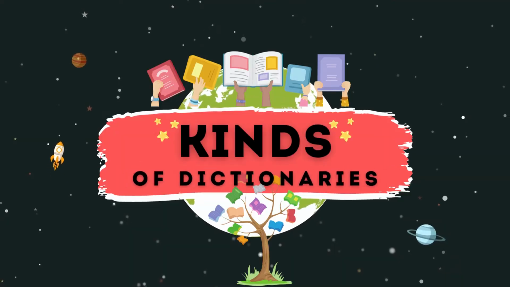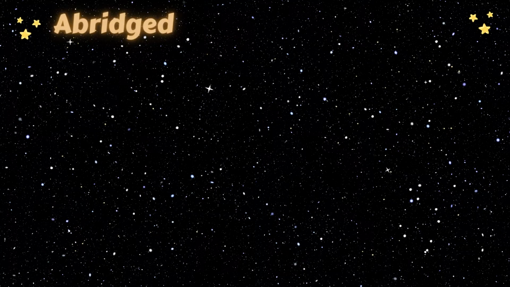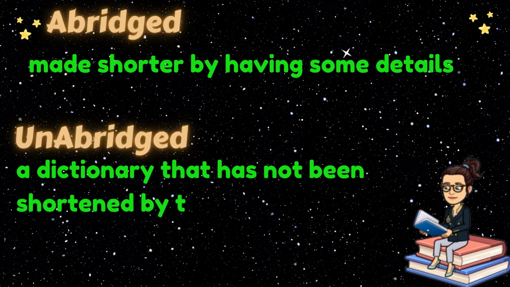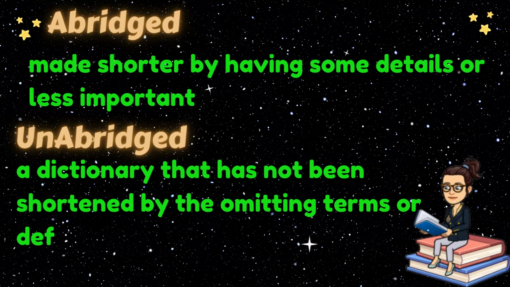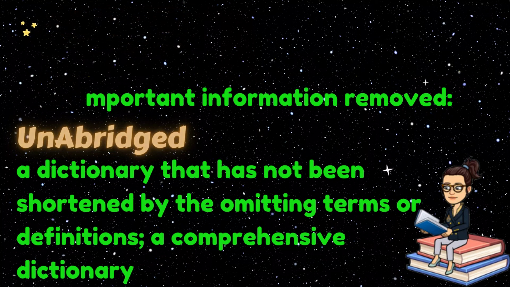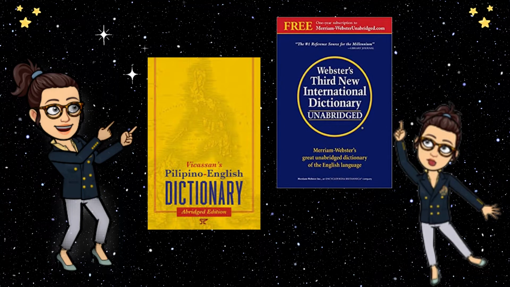There are two kinds of dictionaries: abridged and unabridged. Abridged dictionaries are made shorter by having some details or less important information removed, while an unabridged dictionary is a type of dictionary that has not been shortened by omitting terms or definitions. It is also called a comprehensive dictionary. These are example pictures of abridged and unabridged dictionaries.